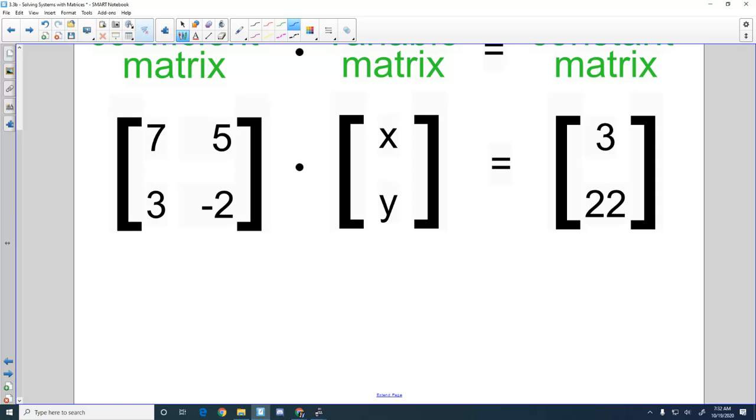Well, to solve for a variable, we want to cancel something out, right? You cancel out the other stuff. So we would need a way to cancel this out. And do we know a way to cancel out a matrix? Yeah, an inverse, right? Multiplied by the inverse matrix. That's what we're going to be doing to solve.